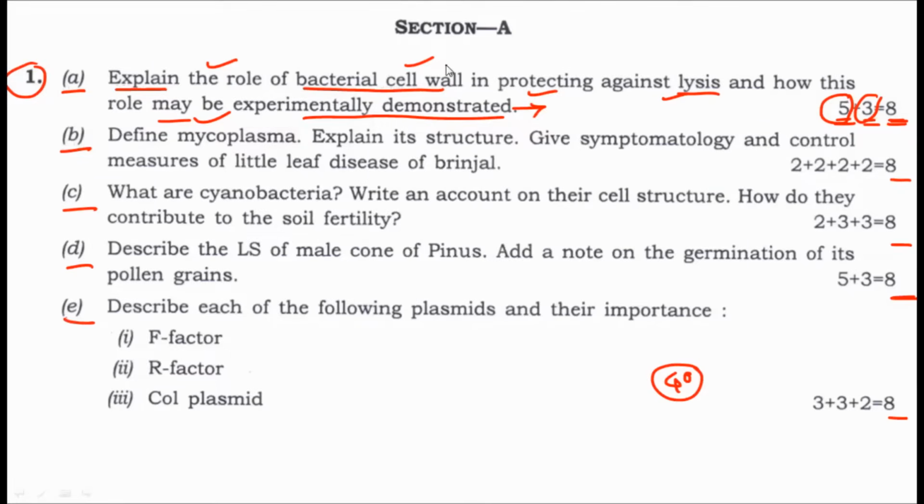So you just have to explain how the bacterial cell wall protects the bacteria against lysis and how it can be experimentally demonstrated to get these 8 marks.